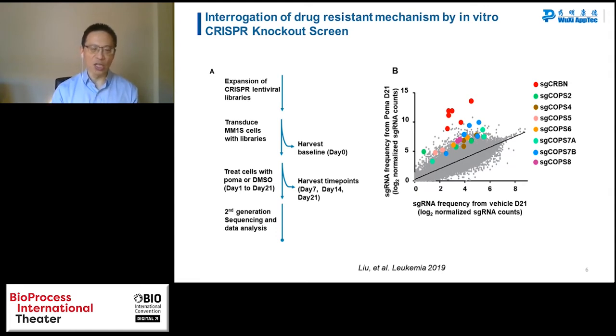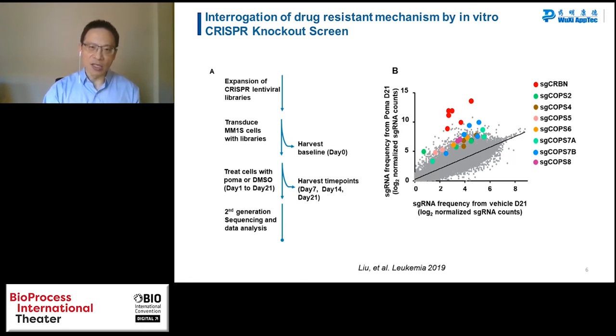In this case, we introduced a whole genome library to a pomalidomide-sensitive multiple myeloma cell line, the MMS cell line. Then we challenged these cell lines carrying the library with the compound pomalidomide. We harvested cells at different time points, and in the end analyzed the change in the abundance of different guides after the cells were challenged with pomalidomide.